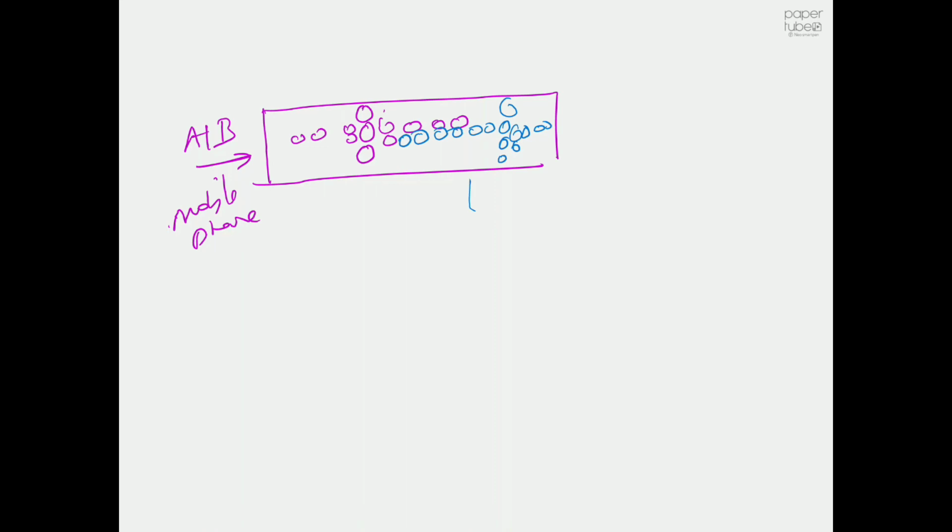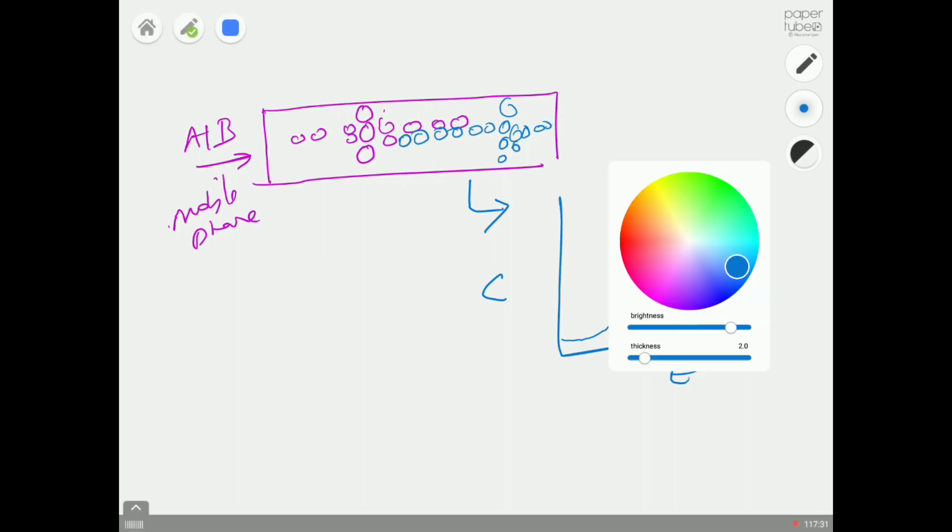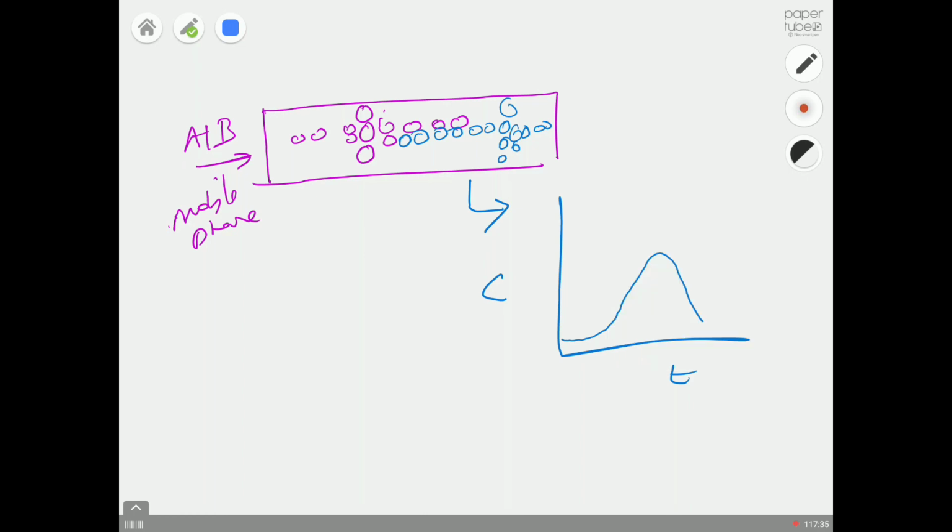So if you plot the time versus concentration, you will see some curve like this. Yeah? So this is for compound A, and then let me change the color. So this is for compound B, this is for compound A. So let's say this is B, this is A.